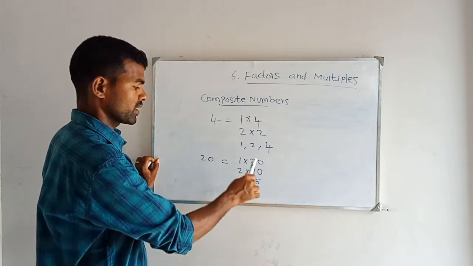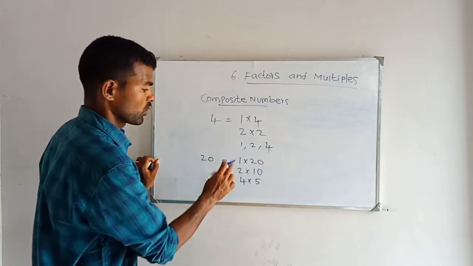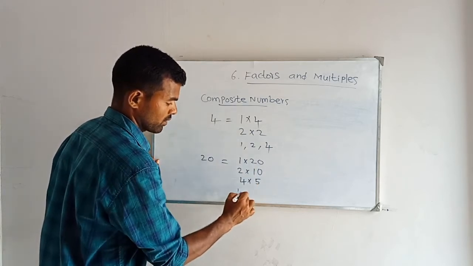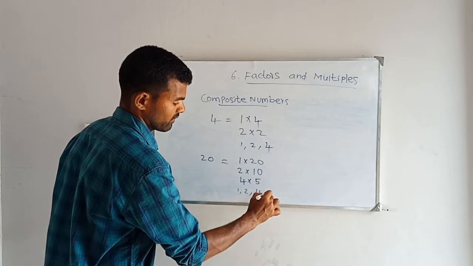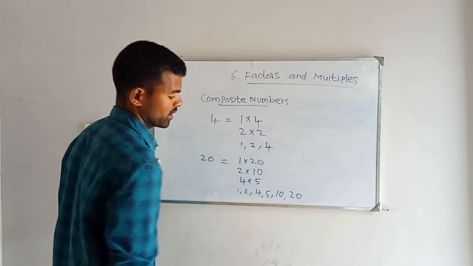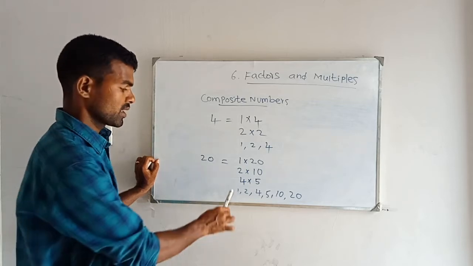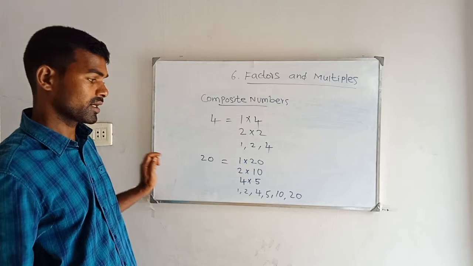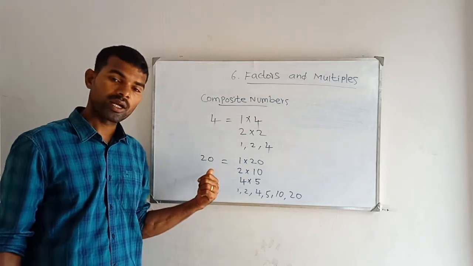So these are the factors of 20: 1, 2, 4, 5, 10, 20. Here we have 6 numbers. These 6 numbers are the factors of 20.